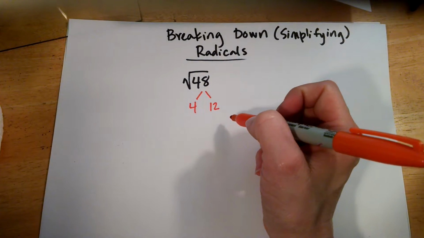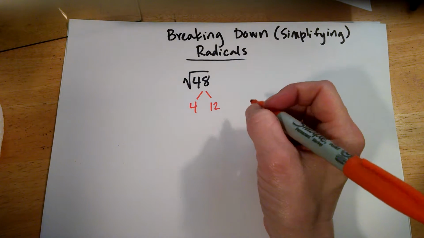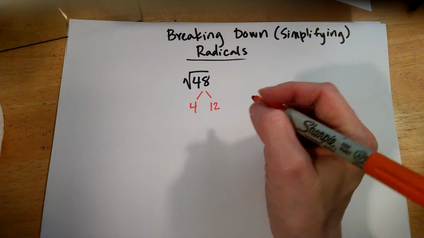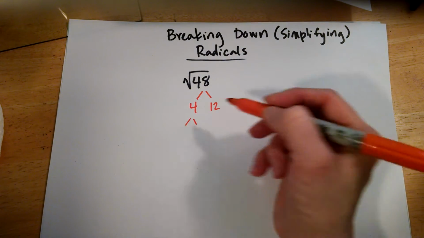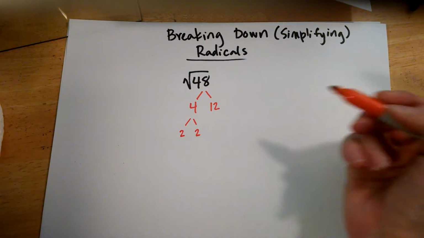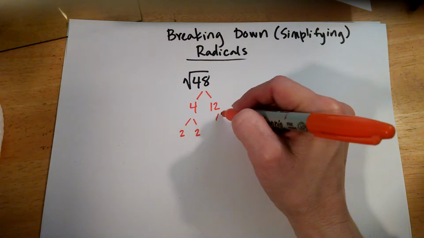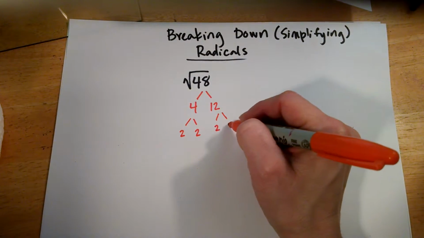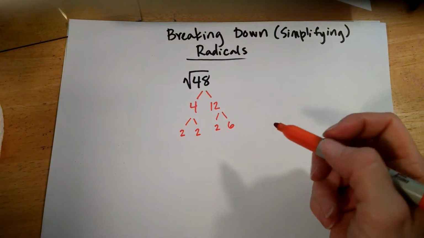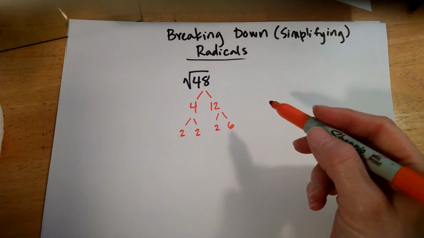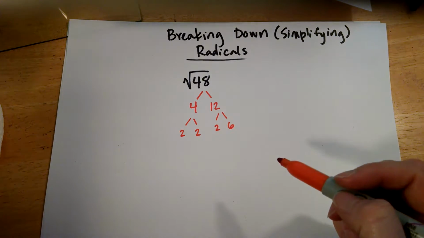You want to get down to prime factors, where you can't divide these numbers by anything else but 1 and itself. So if we break 4 down, what makes 4? 2 and 2. And let's break 12 down. We've got 2 times 6. And of course you can go 4 and 3 or whatever because you're going to break down to the same numbers. So don't worry about which numbers you choose here as long as they multiply to get that number.